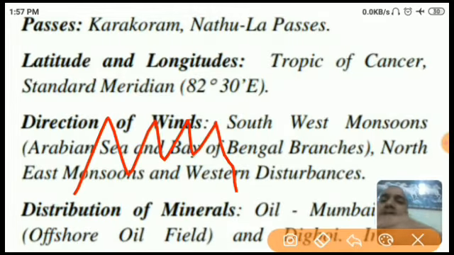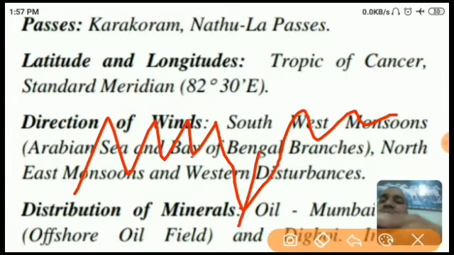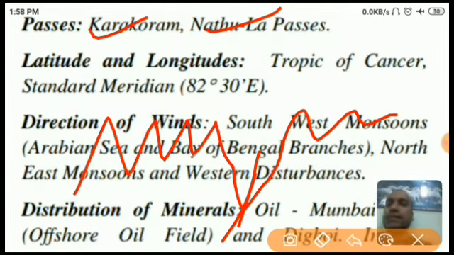There are some mountain ranges. When there is a gap in between the mountain ranges for passing from one area to another, these locations in the mountain ranges are called passes. So we have to see two passes, Karakoram and Nathula. So it is only two in number.